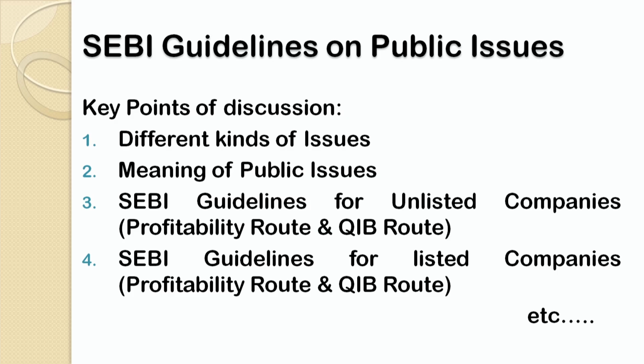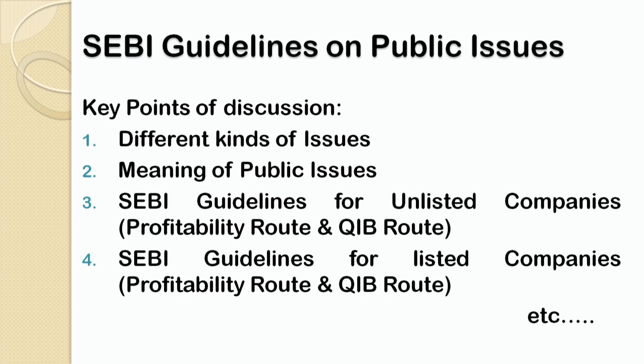In SEBI guidelines related to unlisted companies, there are two entry norms, entry norm 1 and entry norm 2. Entry norm 1 is known as the profitability route, and entry norm 2 is known as the QIB route, that is, the qualified institutional buyers route. So we will be discussing both the norms, entry norm 1 and entry norm 2, in segment number 3.